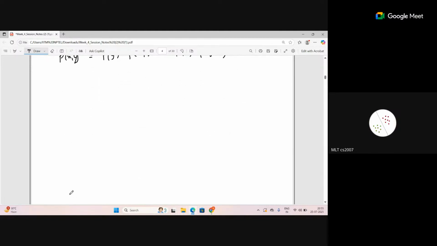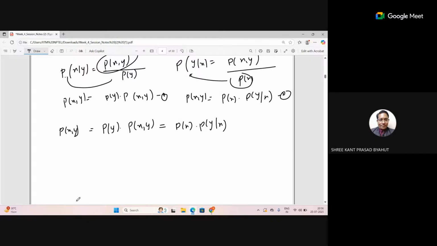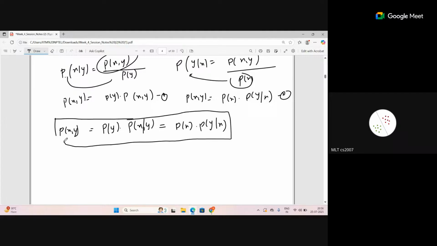Now, what we are saying is that this is called generative modeling. From this, we can actually find out the generative story. What is the generative story or generative modeling? What do you basically do in generative modeling? You try to find out the joint probability.